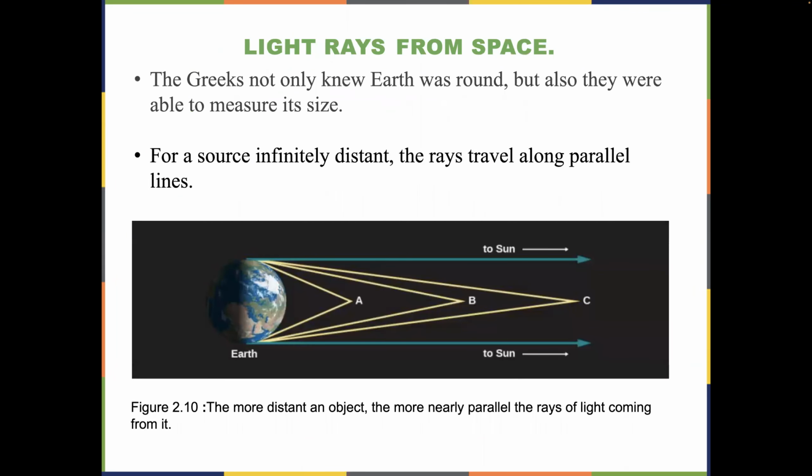Right. Now the next thing is, these Greek astronomers, they actually not only knew that the Earth was round, they tried to measure the size of the Earth as well. Now, to measure the size, they used an interesting concept, that is, for a source infinitely distant, the rays travel along parallel lines. And you can see that from this picture, and they used this particular method to get an idea about the size of the Earth, right?